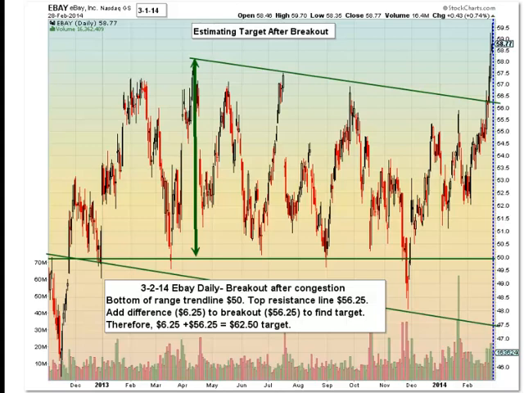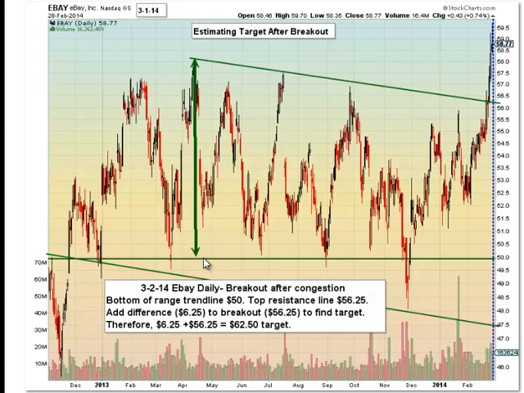Here we're going to calculate a target for the breakout. So we're drawing a line at the bottom. We could have done a diagonal line as well to show a trading range. However, there are quite a few touches right about that $50 mark, so I'm going to use that as the bottom. And then here we have the upper resistance line. Touch that a couple times, pretty close here. So we're going to take the difference.